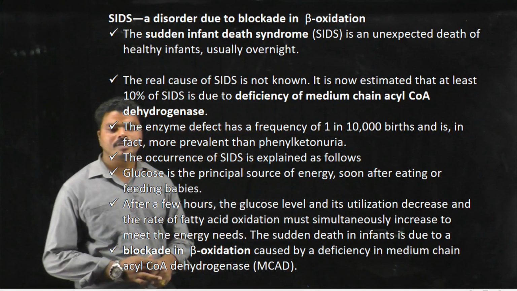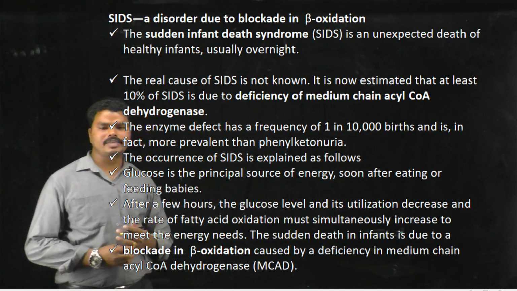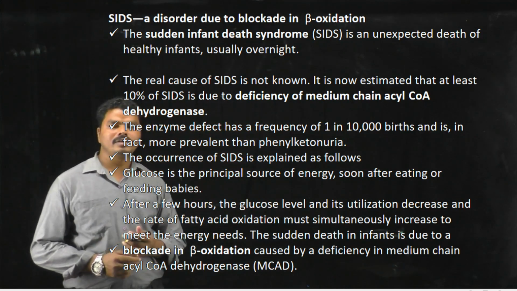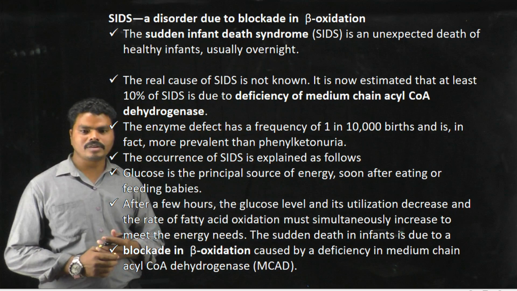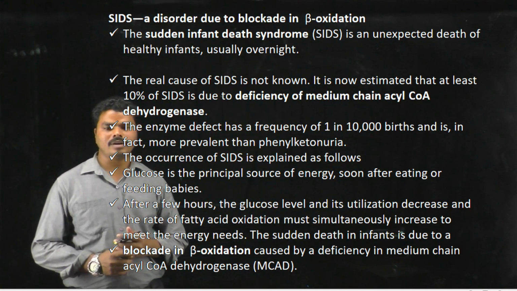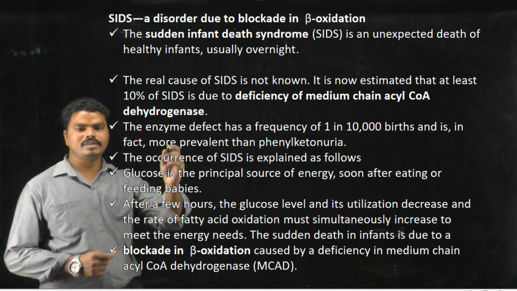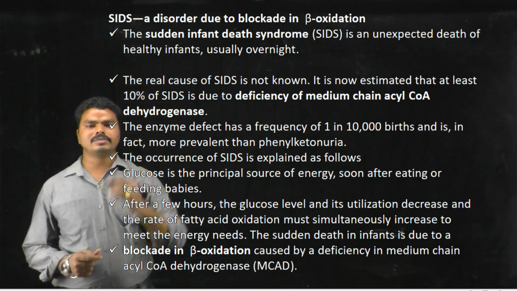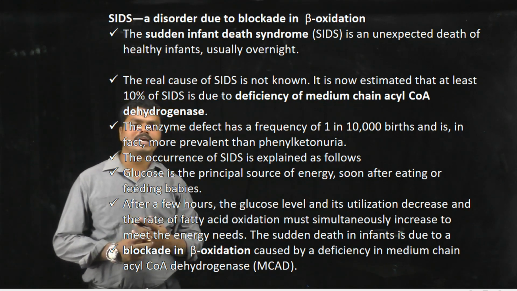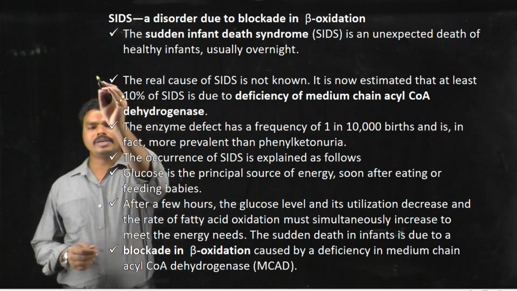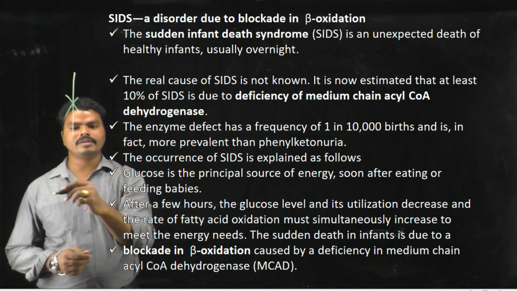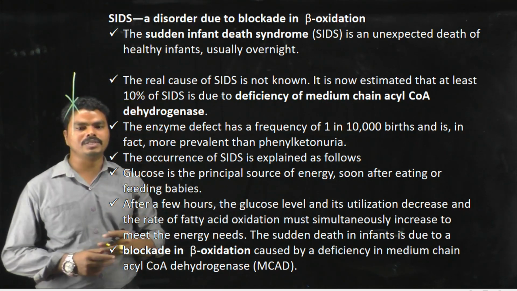So that is about the beta oxidation of palmitic acid, and here we can see the different associated disorders related to the beta oxidation of fatty acid. The first one is SIDS. This is one of the disorders due to the blockade of beta oxidation. So when the beta oxidation is prevented, that may lead to the development of SIDS disorder.